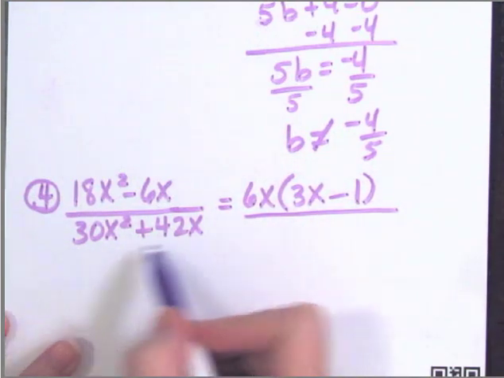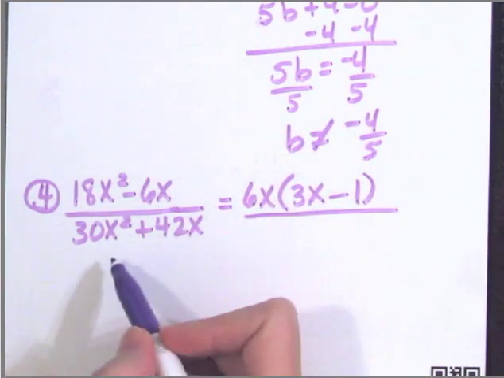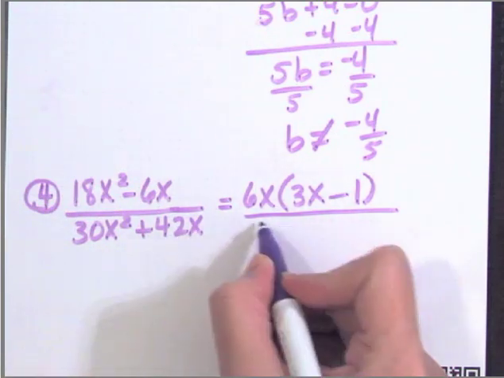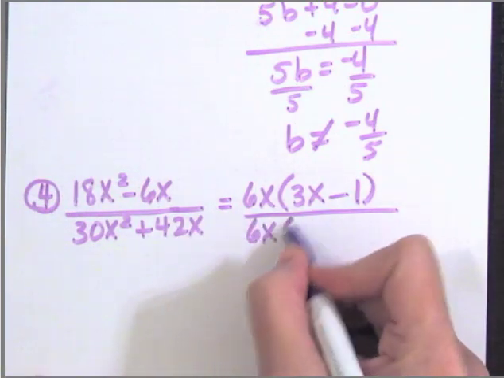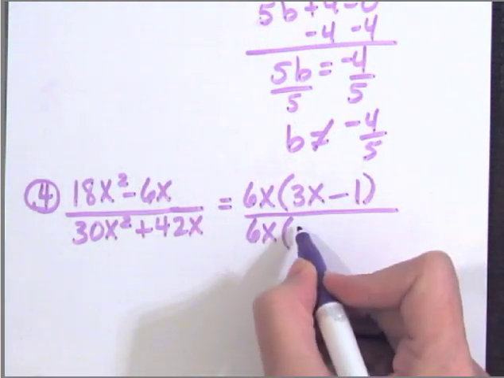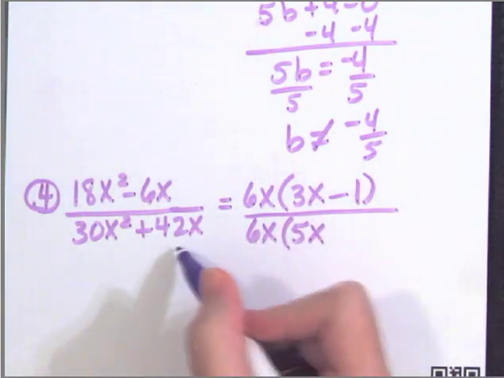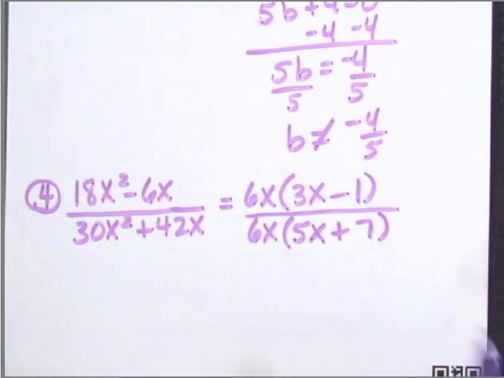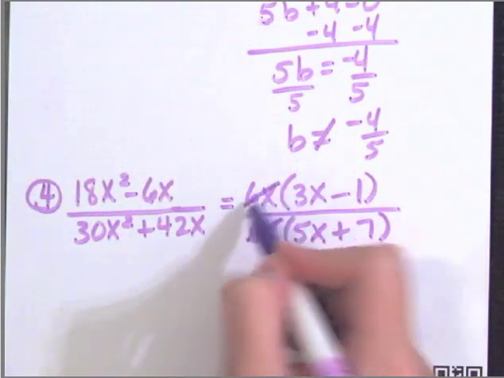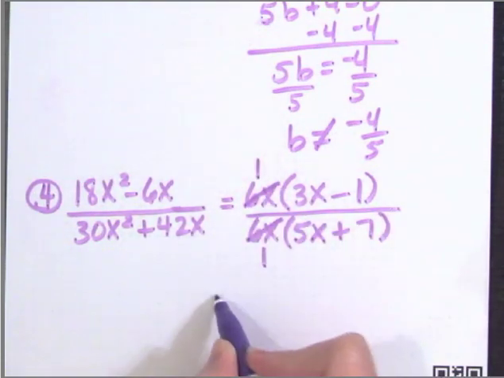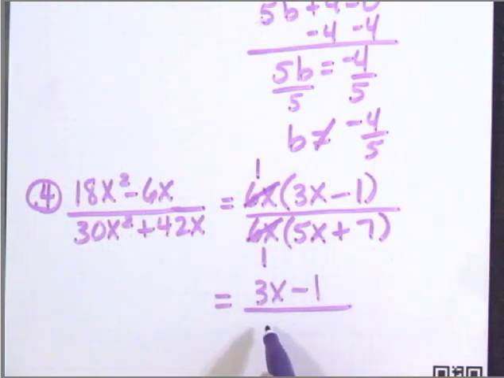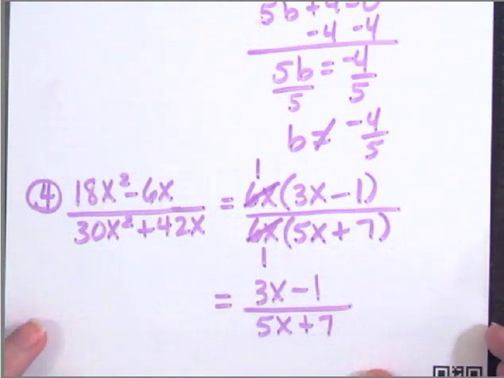And then looking at 30 and 42, 6 will go into both of those, and they both have an x. So we can take an x out. 30x squared divided by 6x is 5x, and 42x divided by 6x is 7. And then 6x divided by itself, cancel those factors, and our answer is going to be 3x minus 1 over 5x plus 7.